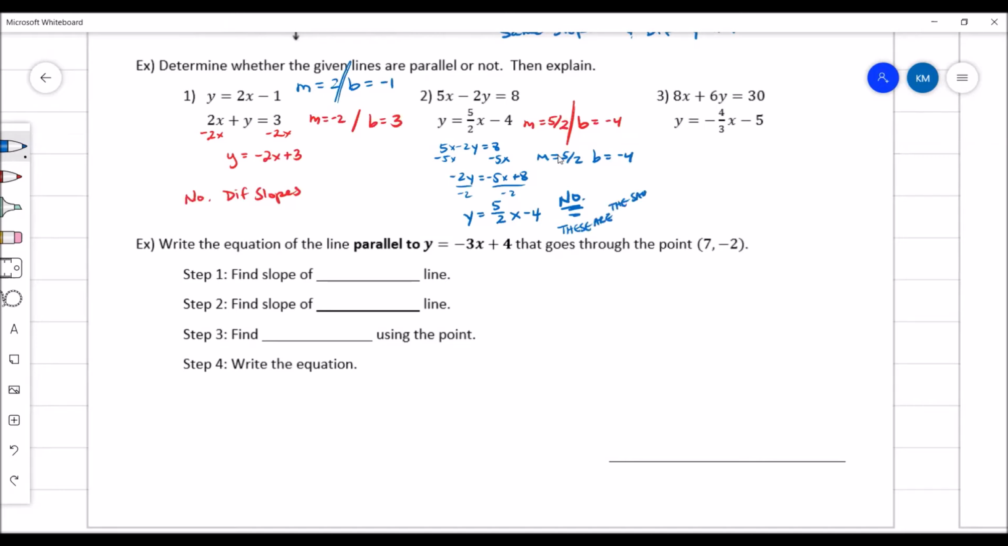Okay, and so what that means is when we talk about parallel lines never touching, the same line is going to be right on top of each other. It's going to touch in every point. So it cannot be parallel. Okay.